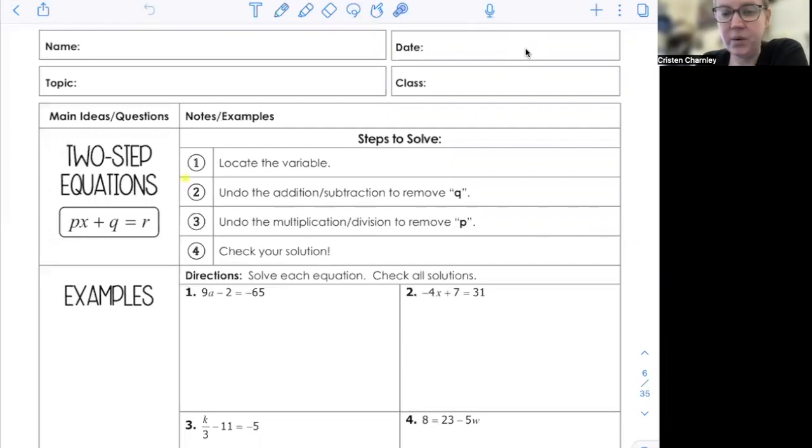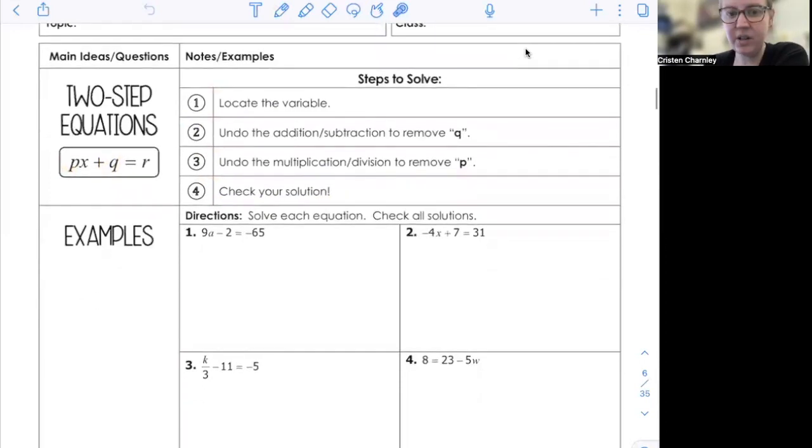For number 1, we're going to locate that variable. Then we will undo the addition or subtraction to remove q. I won't be calling it q very much, but q is that constant that's all by itself. It does not have a variable. Then we will undo the multiplication and division to remove the p. P is the coefficient that's in front of the variable. And then finally, check your solution. We'll use our calculators to do that. We won't write out all the steps.